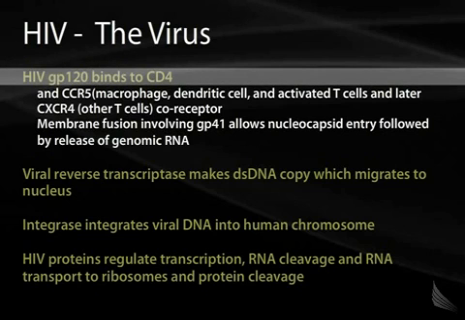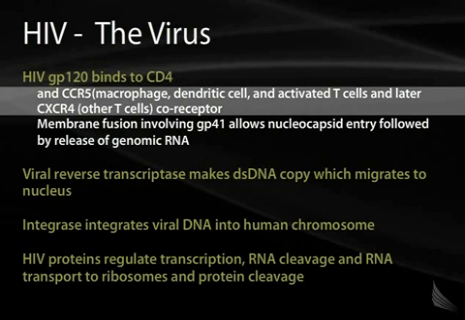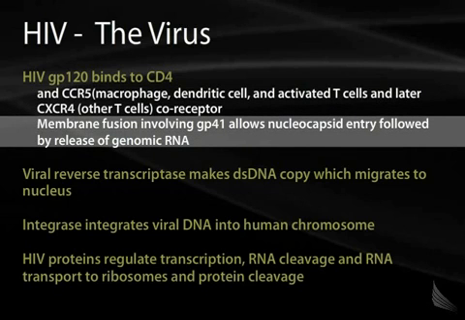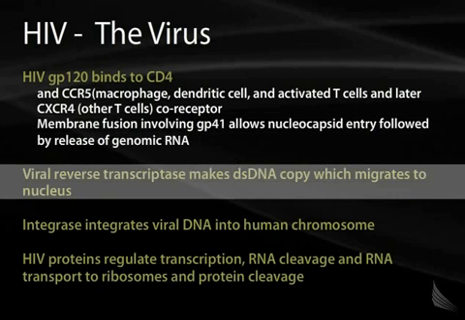GP120 binds to CD4 and CCR5, which is found in the macrophage, dendritic cell, and activated T cell line. Later in the stage, it develops a CXCR4 tropism, and other T cells are involved with that co-receptor. There's membrane fusion involving GP41, which allows the nucleocapsid entry, followed by release of the genomic RNA. The viral reverse transcriptase then makes a double-stranded DNA copy, which migrates to the nucleus.